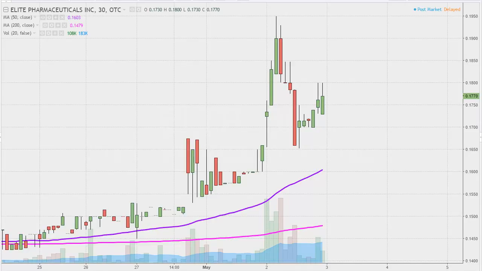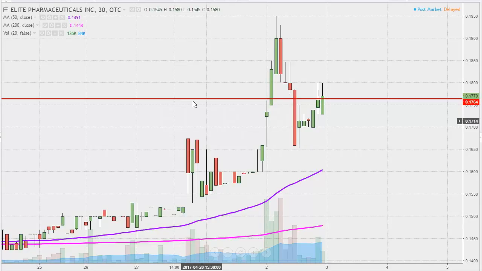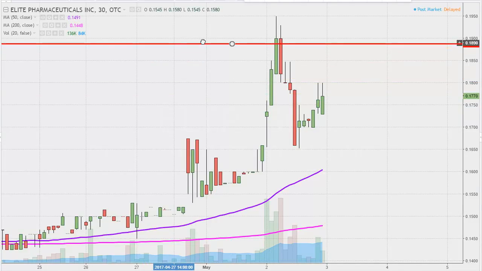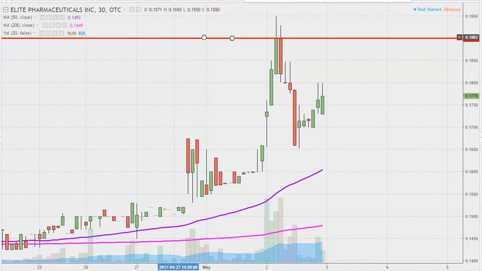Now, what about areas of resistance? Really two levels that stand out. The first one is what I like to call the fun one, and that's right up here at 19 cents. I call it the fun one because, yeah, it is fun to talk about testing previous highs, breaking new highs, and all that good stuff. And that's what 19 cents essentially represents. Yes, I realize the price went a little bit above it, but in my opinion, that's more so the true area of resistance.